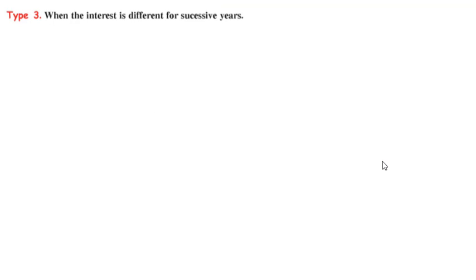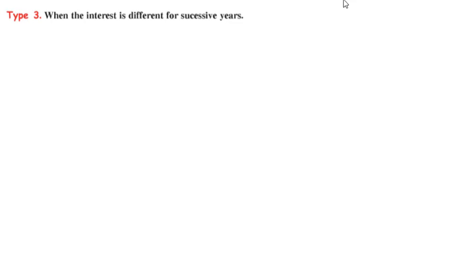Okay, so let us move to the third type of problem. Two types of problem we have already seen. One type is when the period is a complete whole year and we have to find compound interest. The second type is when the period is not a complete whole year, it is in fraction. And the third type is when the interest rates for different years are different. Yes, so what we should do here, let us see.